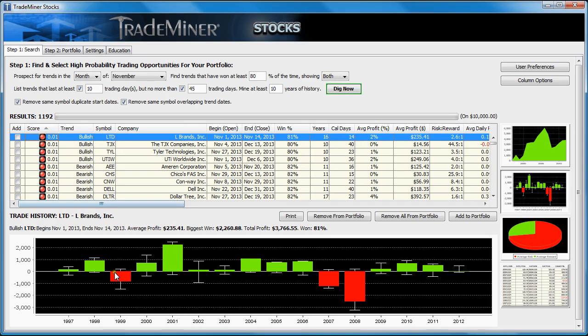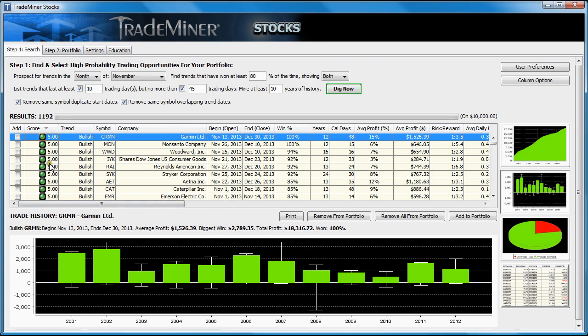And you can see down here in the window, some of these were less likely to make as much money, or had less consistent trends, than some of the higher scoring ones. So this is a high scoring one. This is Garmin, and the trade begins November 13th.